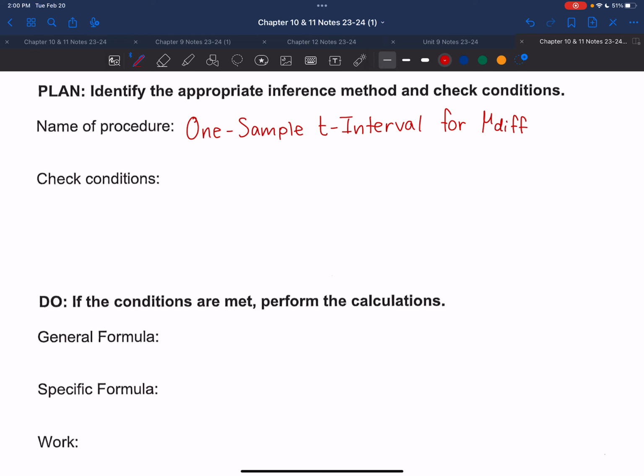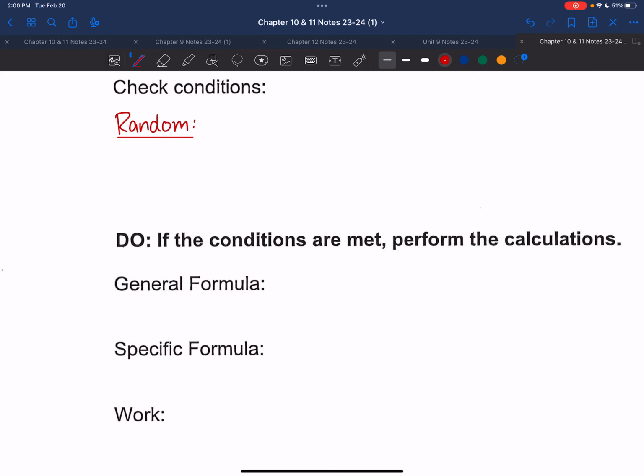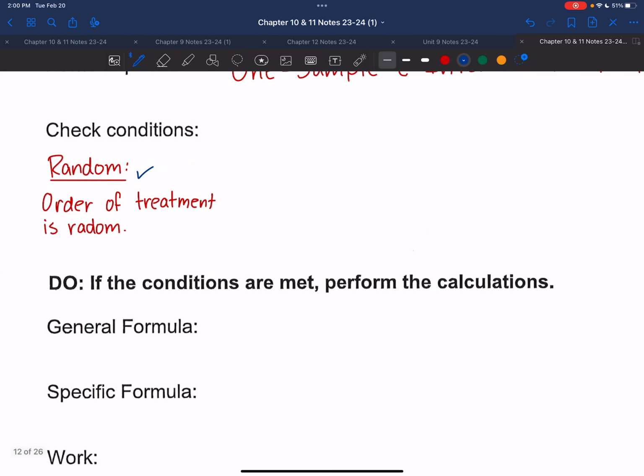And then our conditions, again, I've got to check random. Okay, so in the experiment, we would actually tell, okay, you do strategy 1 first, then strategy 2. Okay, you are going to do strategy 2, then strategy 1. So we're randomizing the order. Okay, so the order of treatment is randomized. So because of that, we can say it's random.